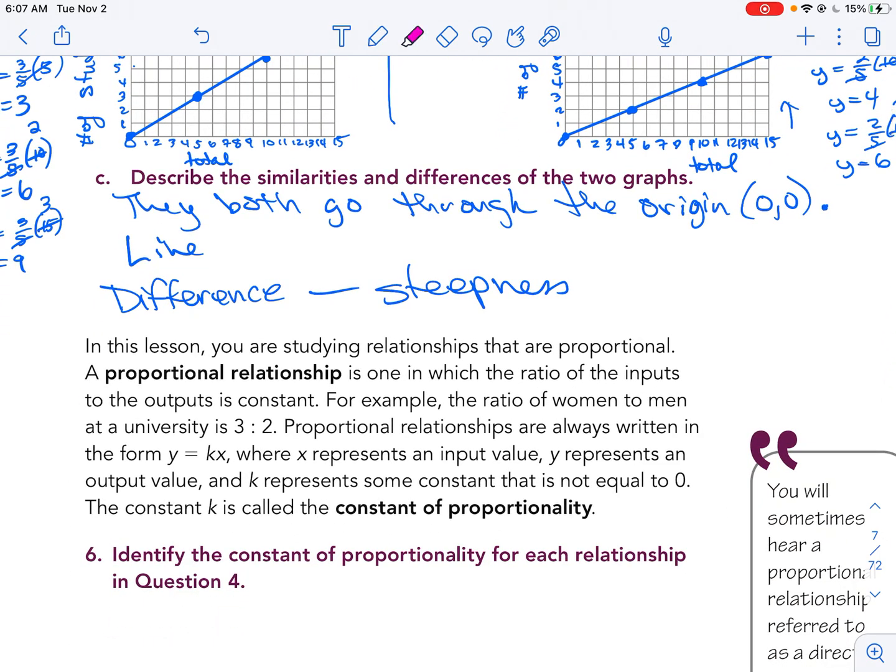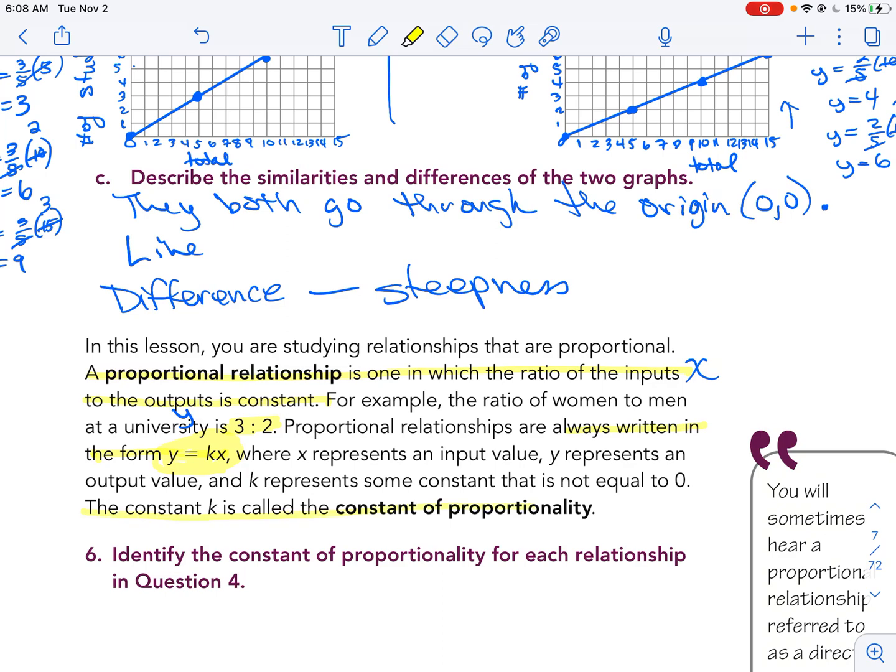Okay, so what we're going to be talking about, and I'm going to do yellow: a proportional relationship is one in which the ratio of the inputs, or the x values, to the outputs, or the y values, is constant. It stays the same. It made a straight line. It didn't deviate. Okay? So we had 2 to 3. These are always written in this form, y equals kx.